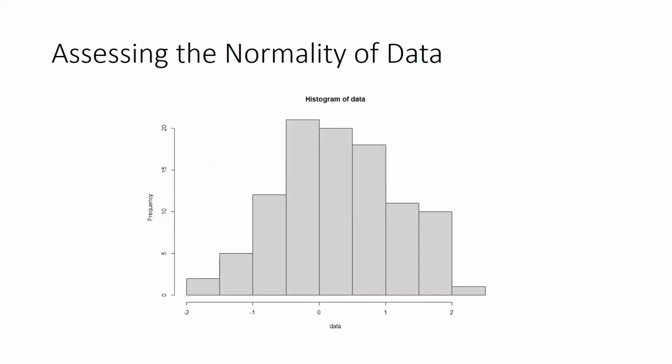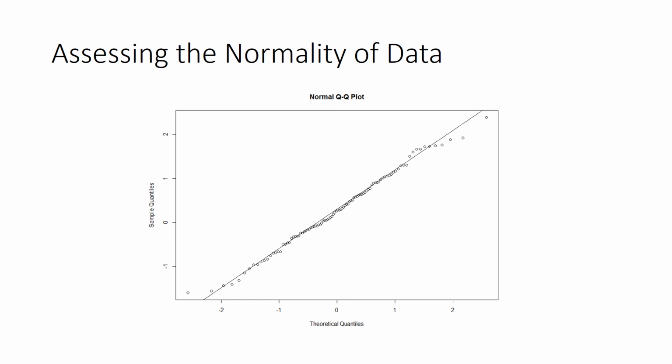Here's the histogram, and as you can tell from the histogram, it looks pretty symmetrical. The QQ plot looks like it probably could have come from a normal distribution. So in this example, I don't think it would be a terrible mistake to conclude that the normality assumption was met.